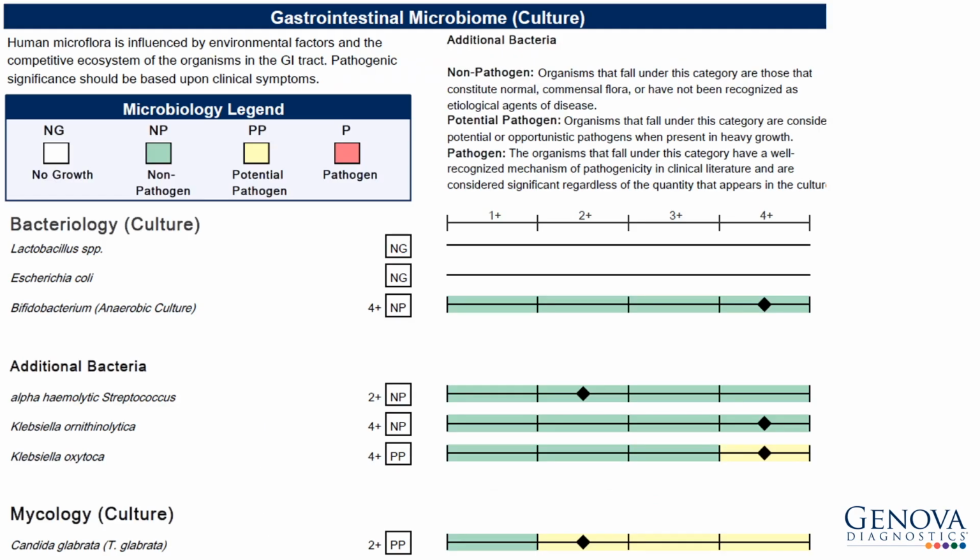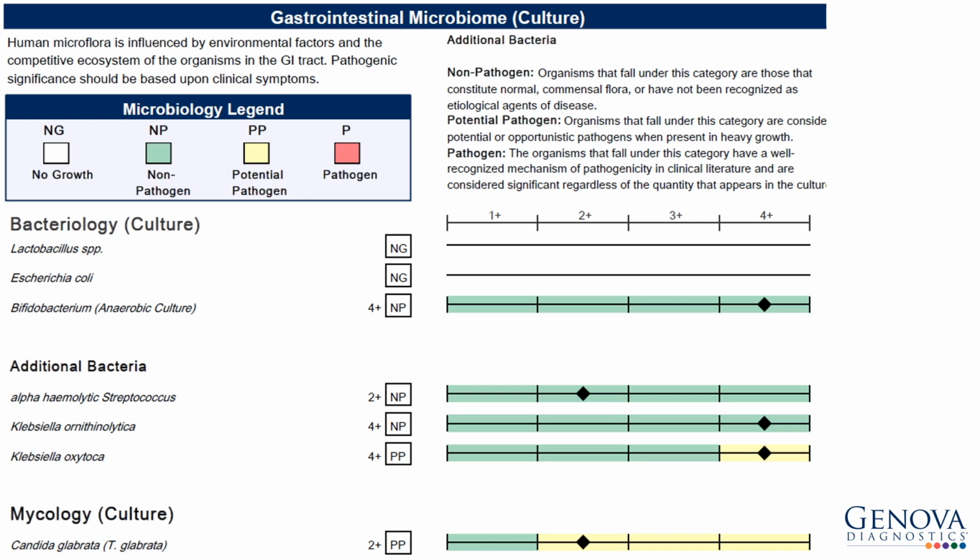Page 6 of the report lists all the organisms that were grown in culture. We have 3 bacteria at the top, Lactobacillus, E. coli, and Bifidobacterium. We see NG, no growth, for Lactobacillus and E. coli, and 4+ for Bifidobacterium. Bacterial culture complements the PCR assessment to provide a more complete survey of a patient's gut microbiota.